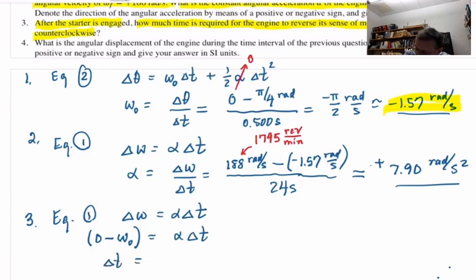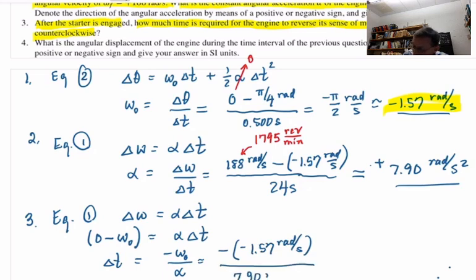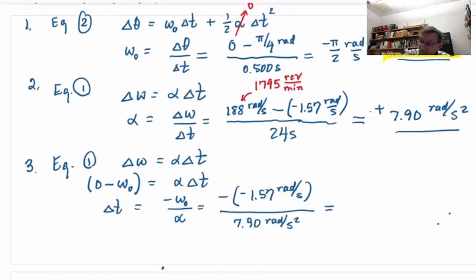So notice what that is: negative omega initial over alpha. Do your algebra carefully. That's negative omega initial, negative 1.57 radians per second, and I just found the alpha, positive 7.9 radians per second squared. Notice I'm going to get a positive value for delta t, which only makes sense. The number I get is 0.199 seconds to 3 sig figs. You probably could round that to 0.2 seconds and be okay.